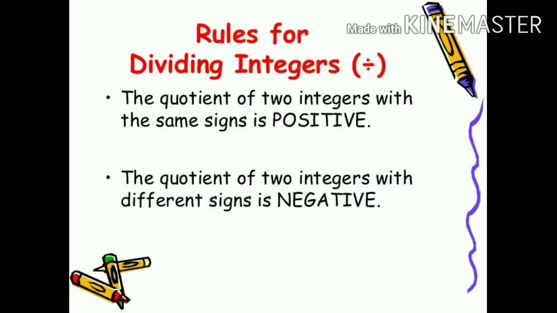Let us now look into rules of division of integers. When you divide two positive integers, the quotient will be always positive. When you divide a like integer and an unlike integer, we get the quotient as always negative. Let us look at this example. Plus 8 divided by minus 4, we get the quotient as minus 2. We are dividing unlike integers, that is why we get the quotient as minus 2.